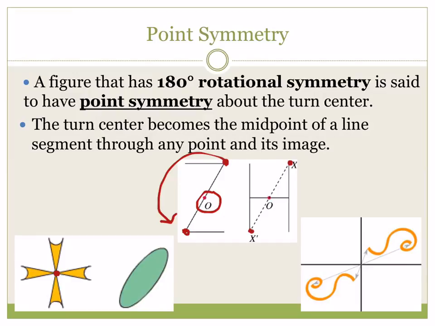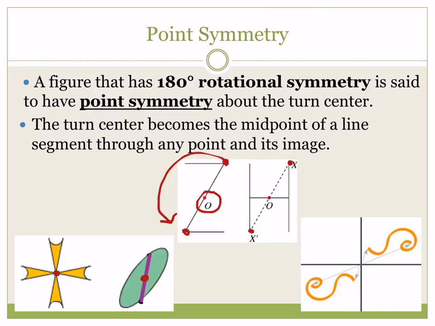Where would its turn center be? It would be the center of the oval. So if I were to take any particular point, and it doesn't have to be on the edges, I mean, we might have felt like we should have taken different points than what I just picked. But if I take these 2 points, one of them would turn into the image of the other one when it's rotated 180 degrees. I would connect it with a line segment, and the midpoint of that, which would be the center of my oval, would be my point symmetry.